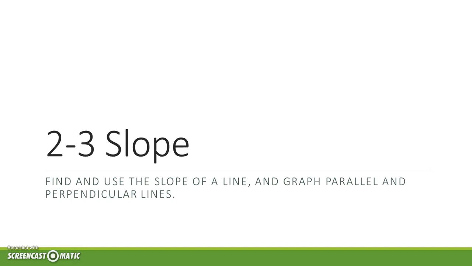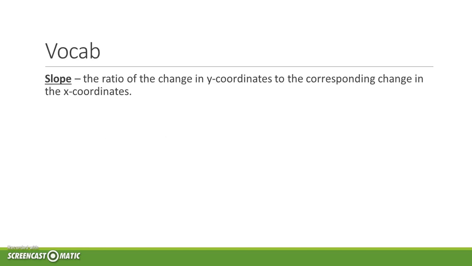Welcome to 2.3. This is slope. We're going to find and use the slope of a line and graph parallel and perpendicular lines. So we're going to start with some vocab.